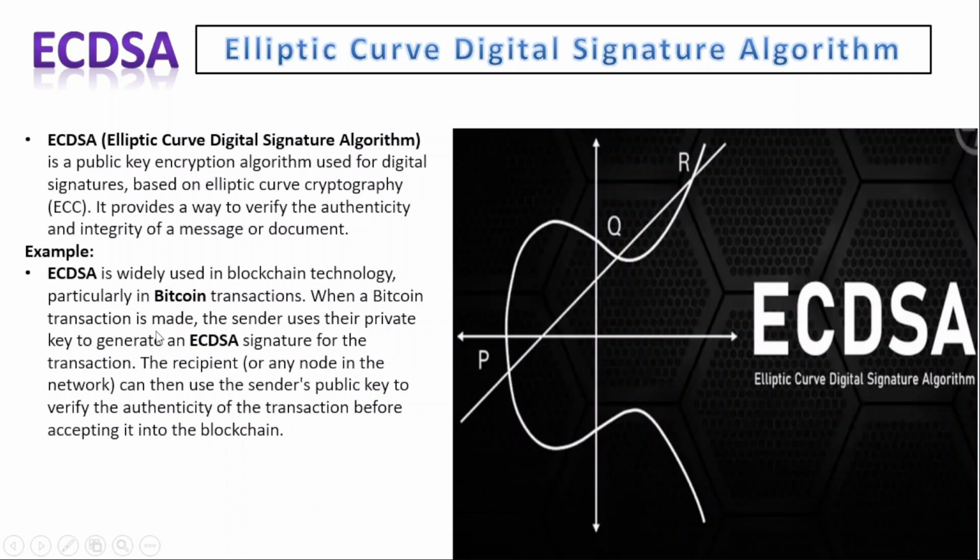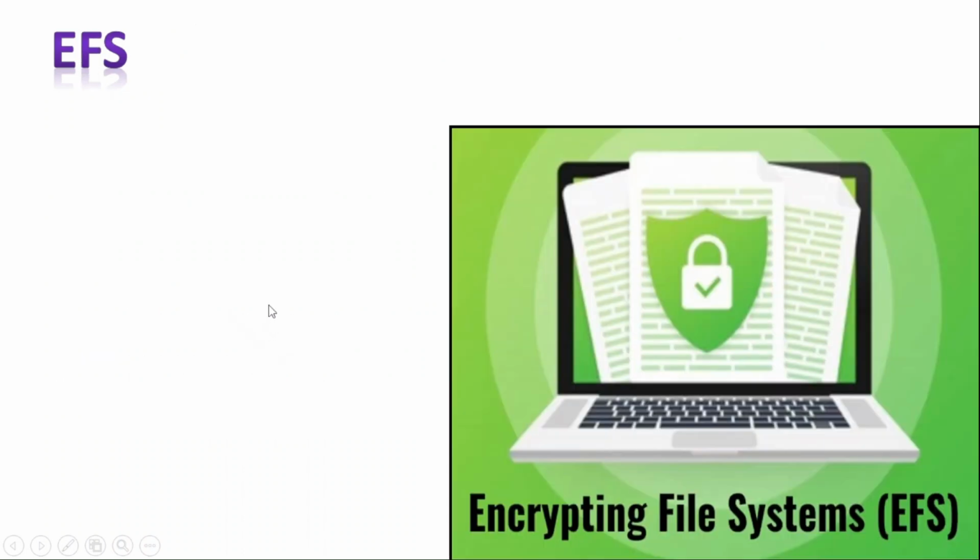When a Bitcoin transaction is made, the sender uses their private key to generate an ECDSA signature for the transaction. The recipient or any node in the network can then use the sender's public key to verify the authenticity of the transaction before accepting it into the blockchain.